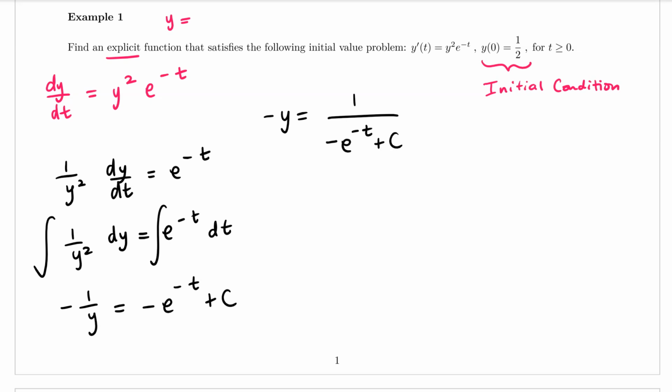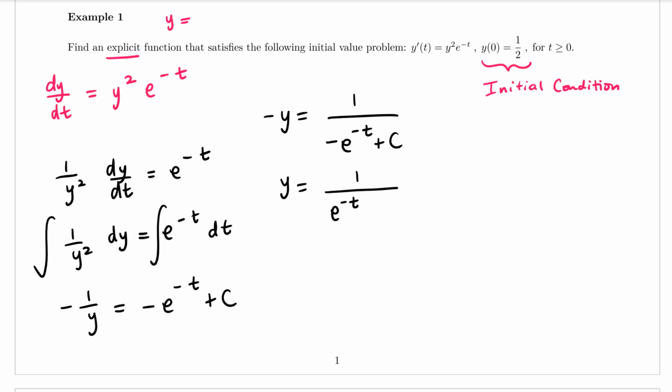From here, I'm going to multiply both sides by negative 1. And on the left side, that will give us y equals. And on the right side, I'm going to distribute the negative 1 that we're multiplying into the denominator. And so that's going to give me e to the negative t. And this is where students will sometimes get a little bit confused. There's multiple different ways I can deal with the constant. Because I'm distributing in a negative 1, I could write minus capital C, but C is just some arbitrary constant.